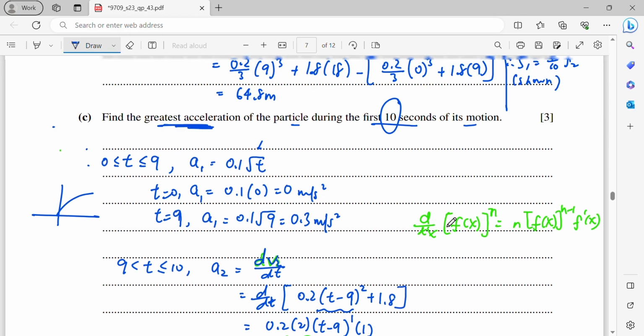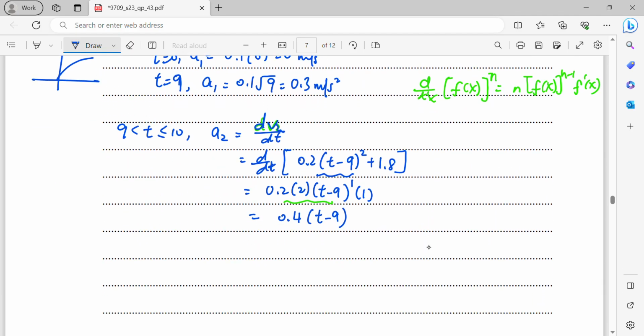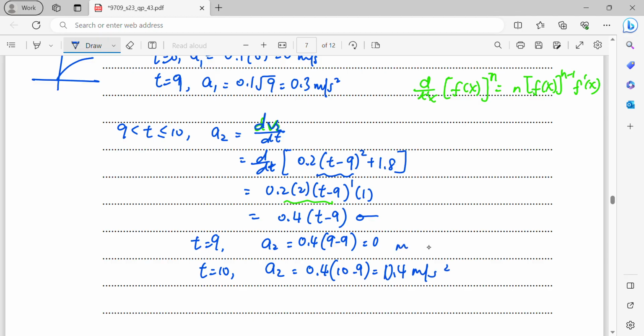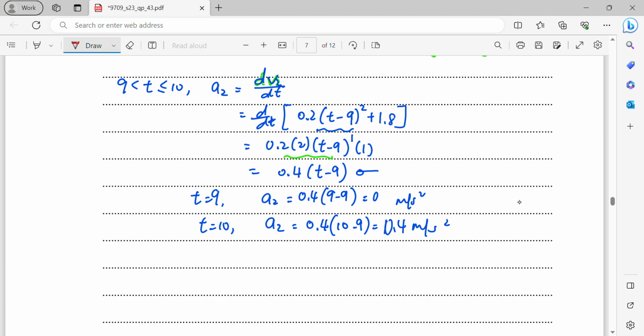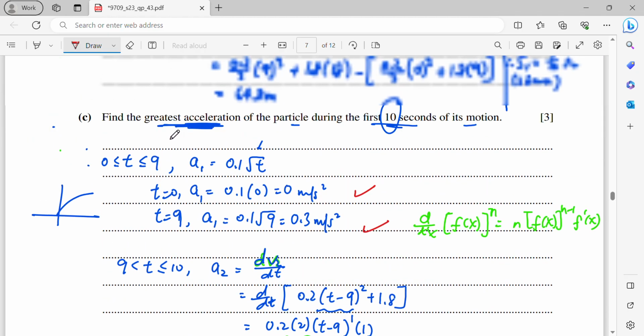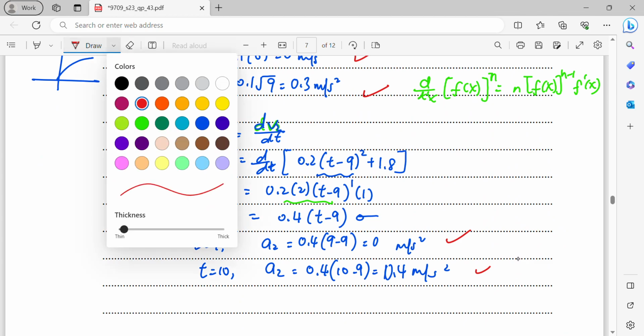Now, since you need to find greatest acceleration during first 10 seconds, now I calculate. When t equals 9, A2 becomes 0.4 brackets 9 minus 9, which is 0. Then when t equals 10, because we know that this is a straight line, A2 is 0.4 times 10 minus 9. Therefore, it will be 0.4 times 1, which is 0.4 meter per second squared. So now when you check these four values, 0, 0.3, then after that 0, 0.4, obviously the greatest acceleration will be 0.4 meter per second squared.